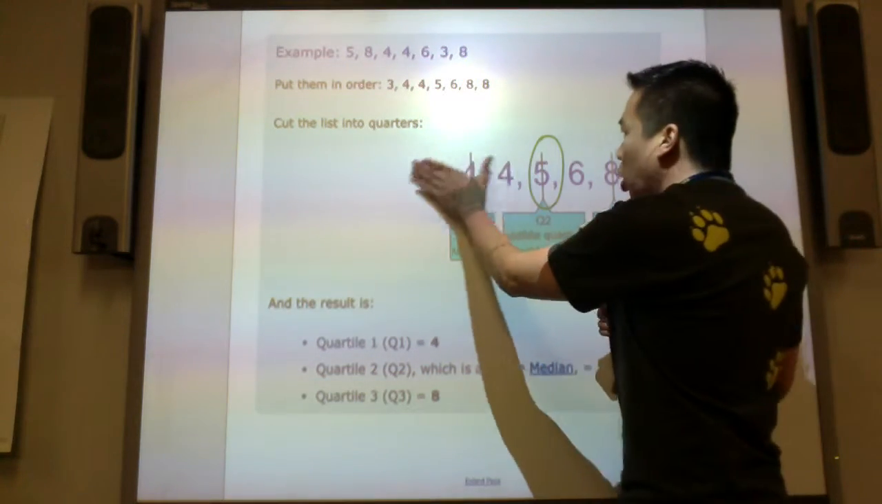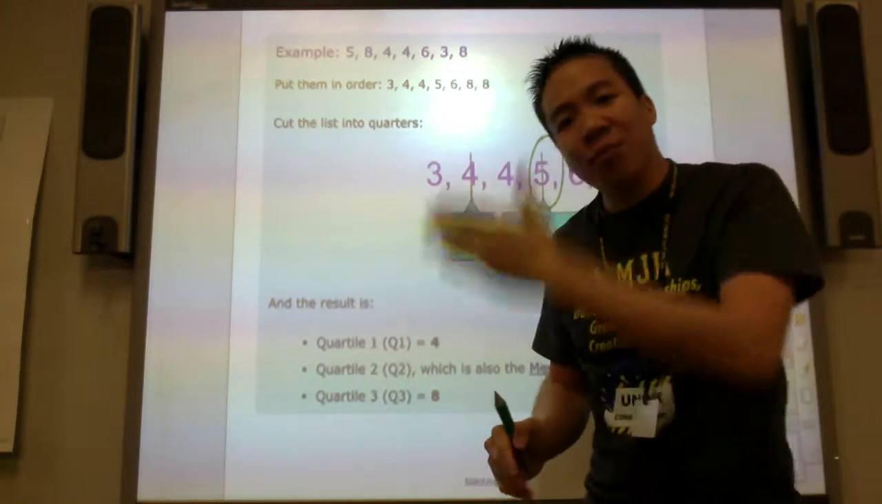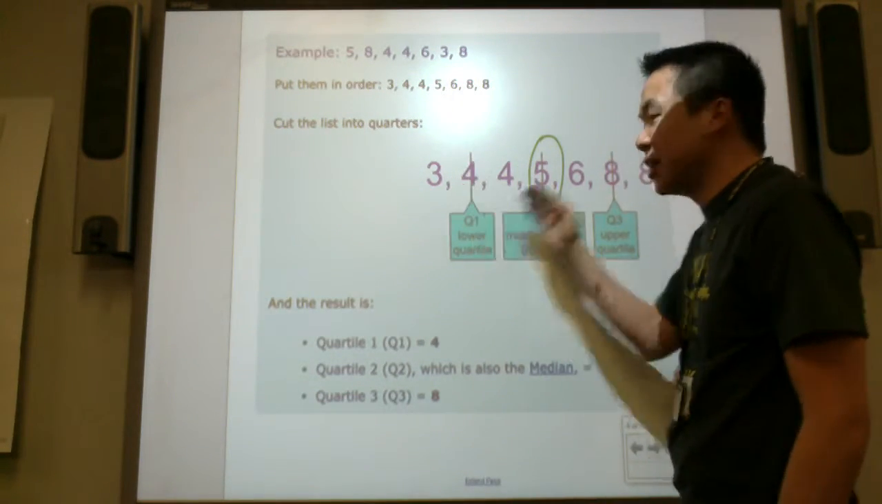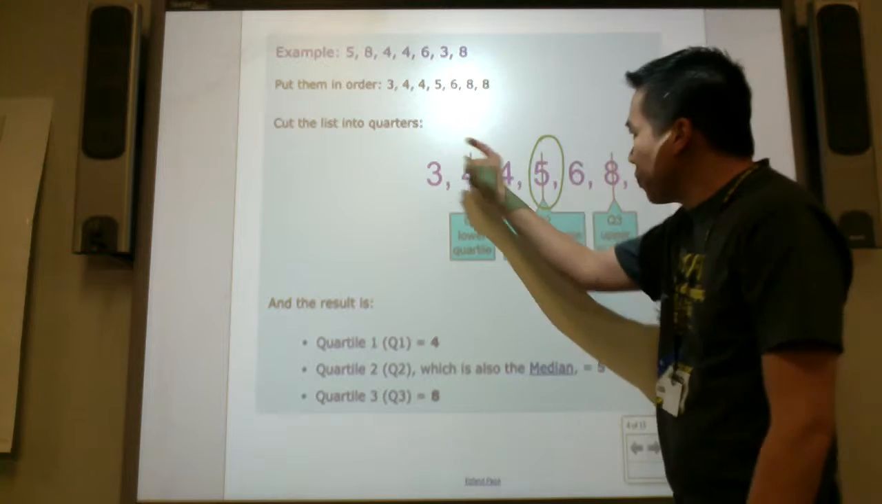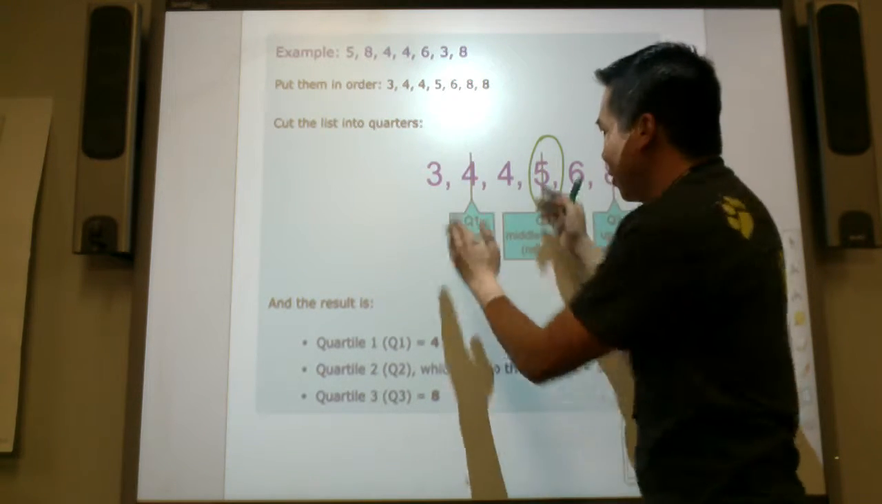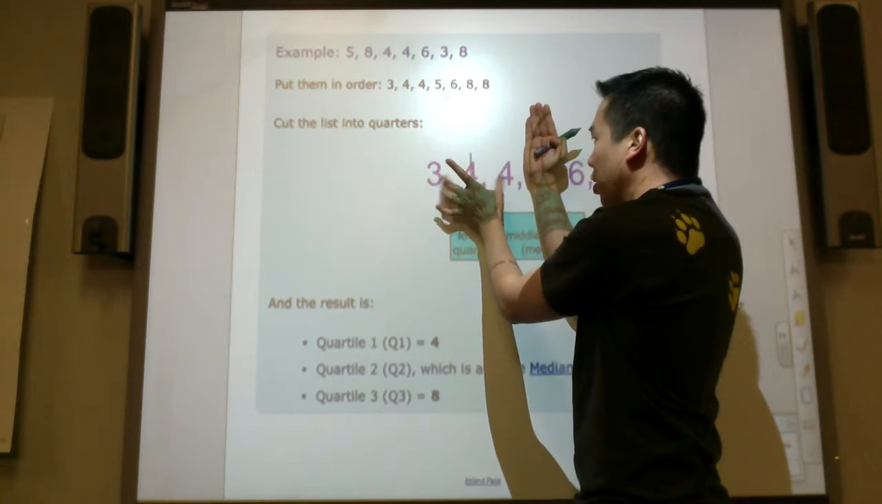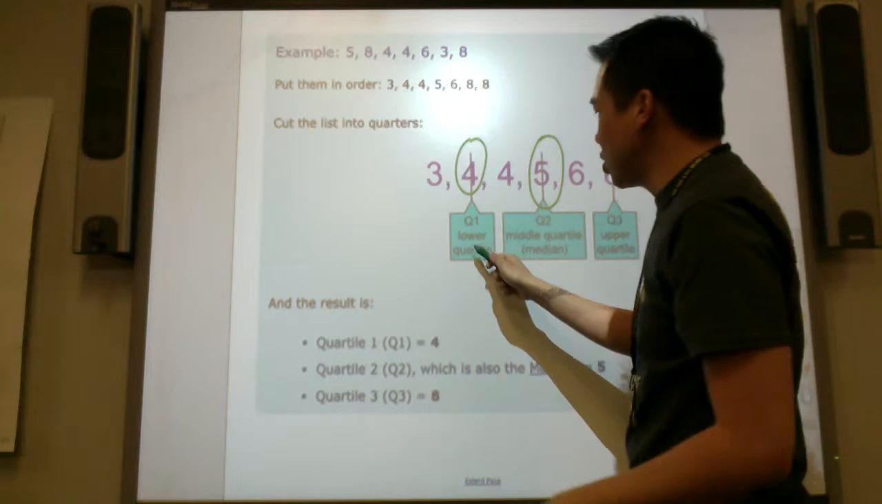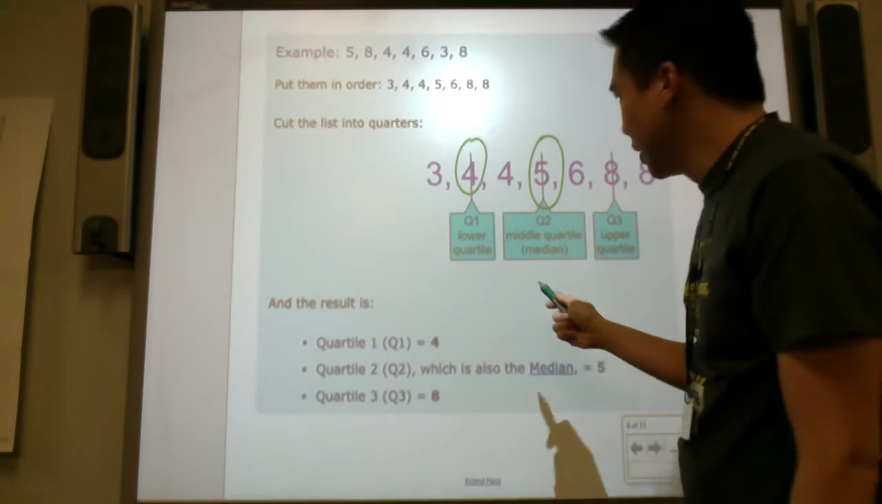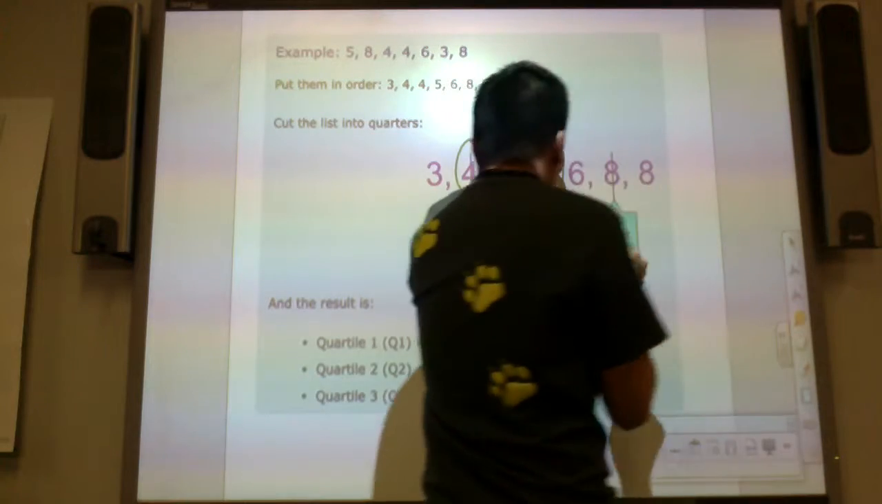Then you have the lower half and the upper half, because remember, median is the halfway point. So here is the lower half. Here's the upper half. In here, what is the median of the lower half? There's 3, 4, 4. The median of the lower half is 4. So this is called quartile 1. And then this is the upper half.